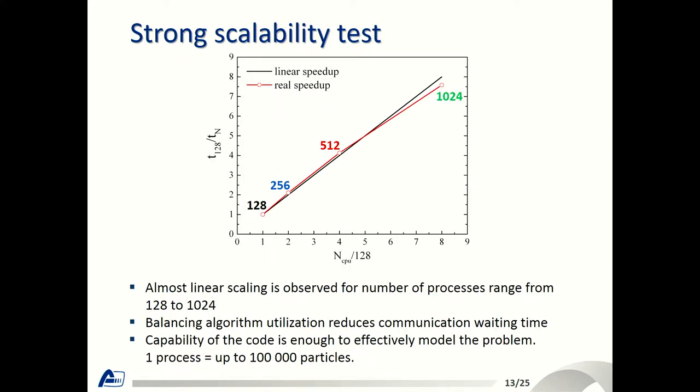We show here the strong scalability test result for a sample static problem of a plate at rest containing 52 million particles from 100 to 1,000 processes. So it's clearly seen that scalability is quite good, and it is enough to effectively model the problem. Some remark: one process contains up to 1 to 100 thousands.